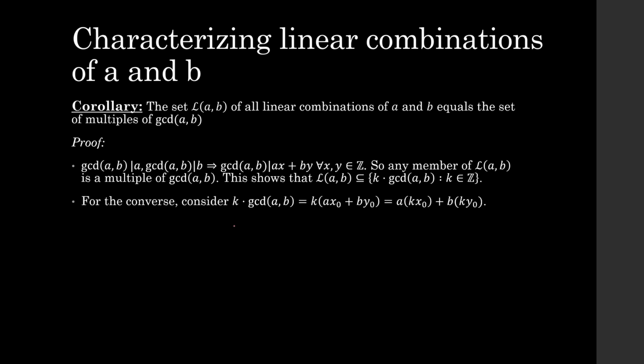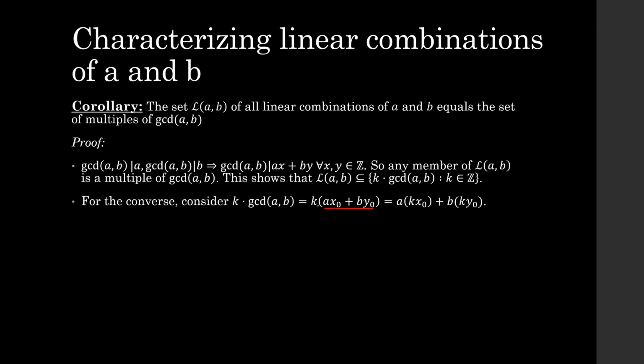So, for the converse, because we've shown that this is a subset, we need to show that this set here is a subset of this set. And since they're each subsets of each other, then the sets have to be equal. That's a standard way to prove that sets are equal. So for the converse, we consider k times the GCD of A and B for some value of k, right? And by Bezout's lemma, we know that the GCD of A and B is equal to A x0 plus B y0 for some x0 and some y0. There exists an x0 and y0 such that this is true.